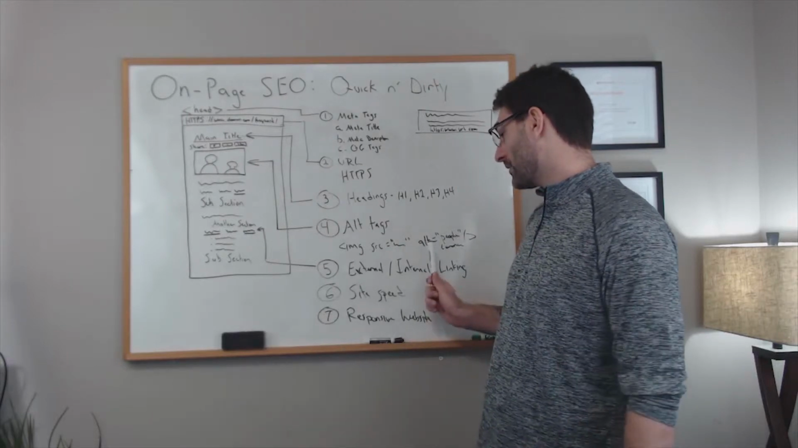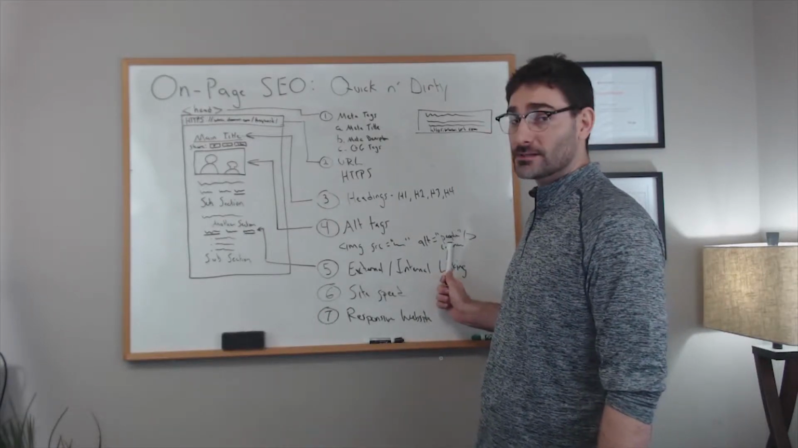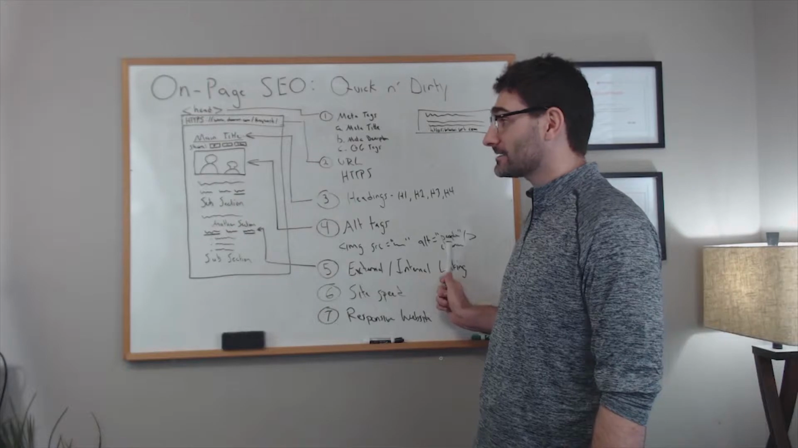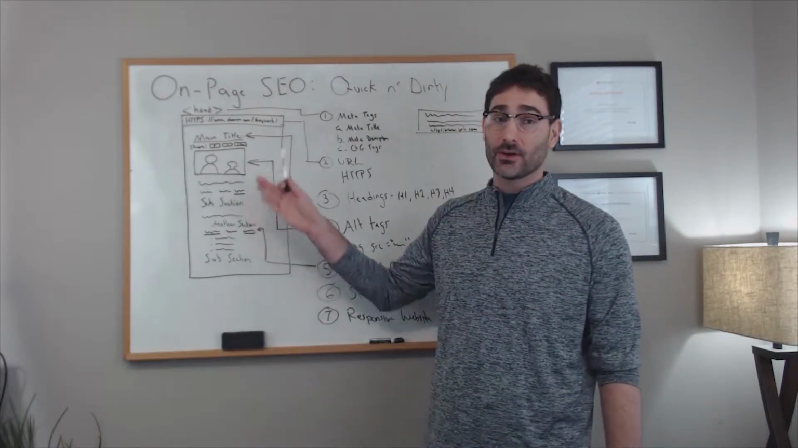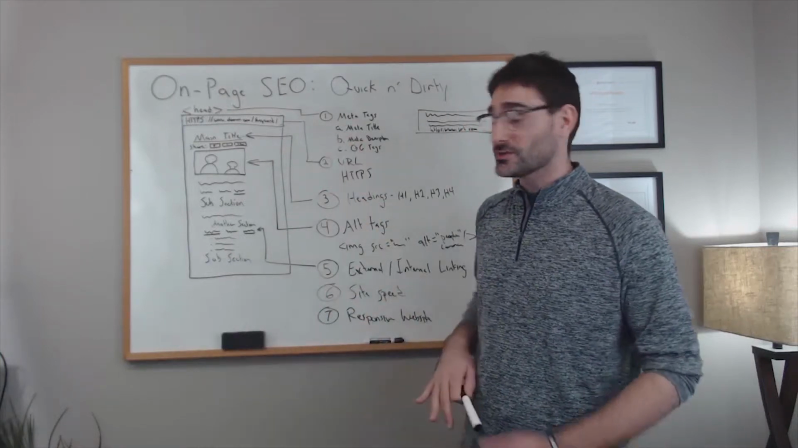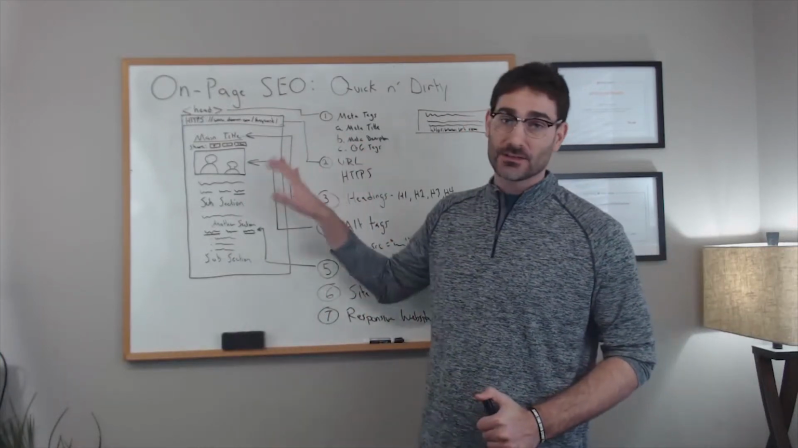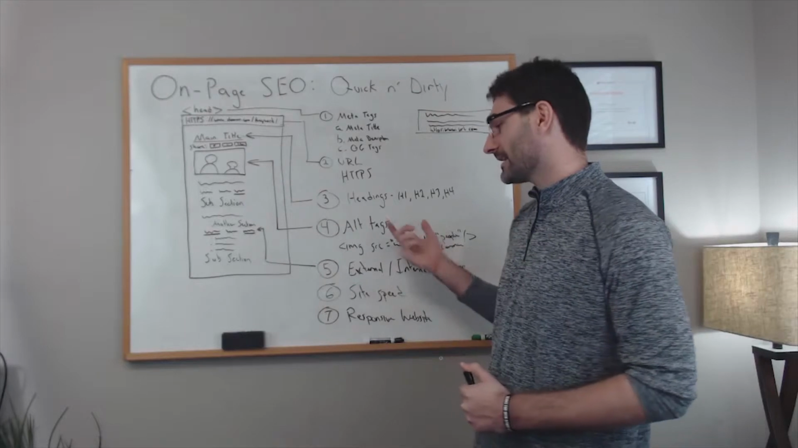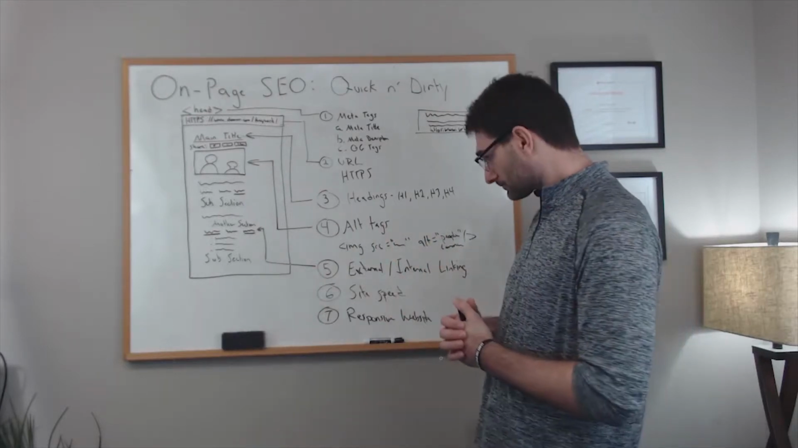So putting your relevant keywords in your alt tags can help you rank better in Google Images, which in turn will help you rank better just in normal Google search results. So make sure that any images on your pages have alt tags that describe that image.